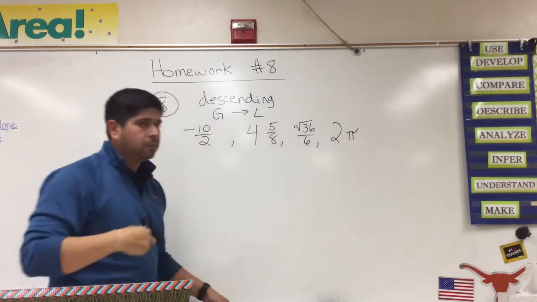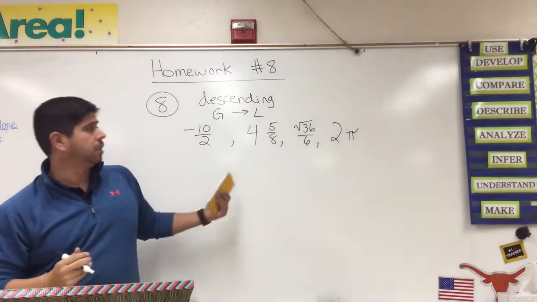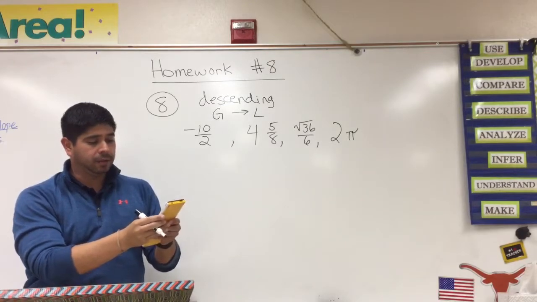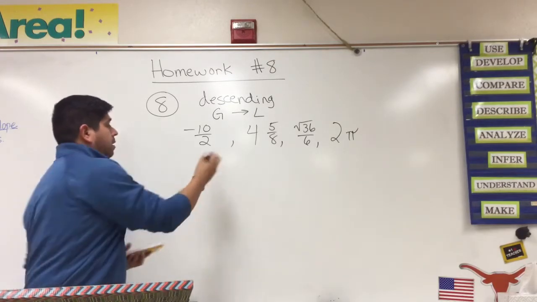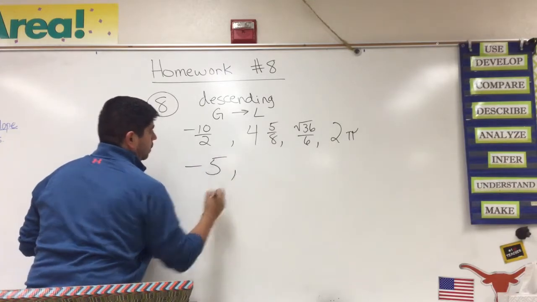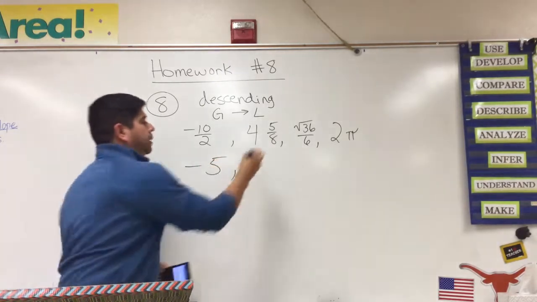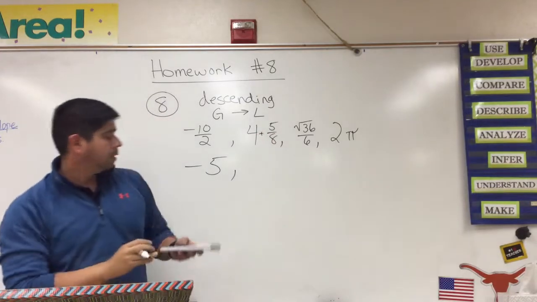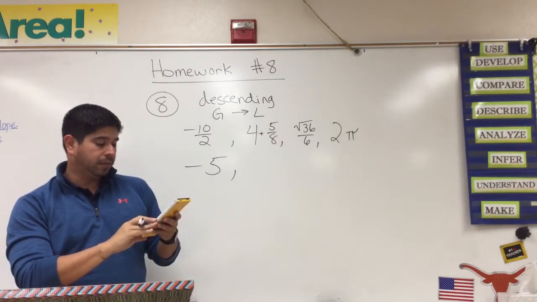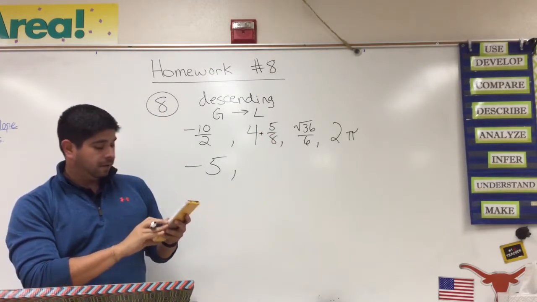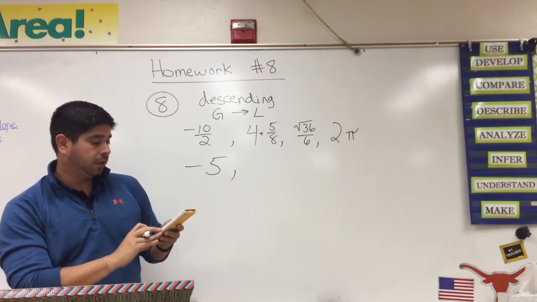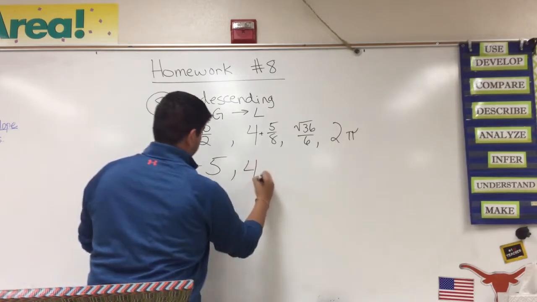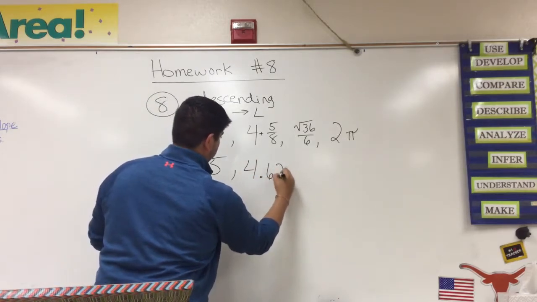So I gotta put these all in my calculator to get a number. We gotta make them all look the same, make them all into decimals. Okay, so negative 10 over 2, that's gonna be negative 5. 4 5/8, remember you have to put the plus in between there. Okay, so 4 plus, control divide, 5/8. Control enter, you get 4.625.